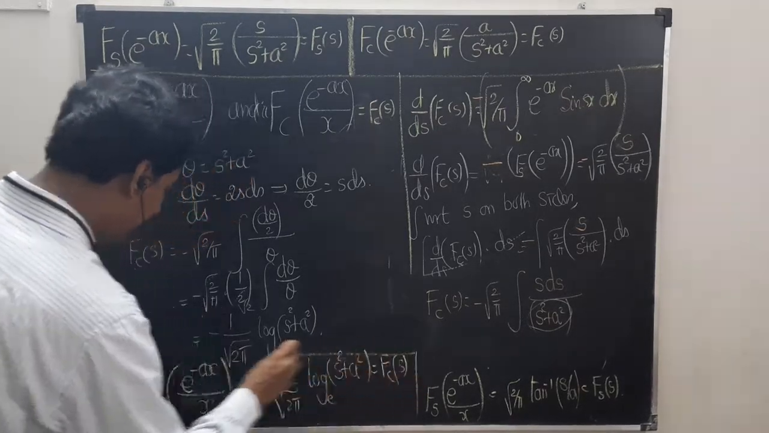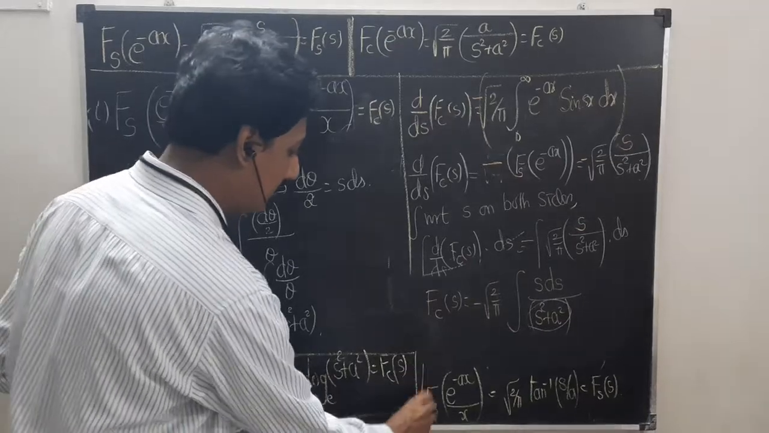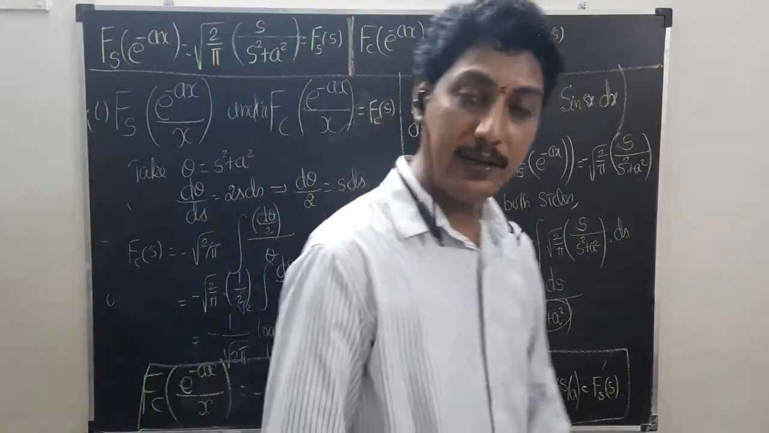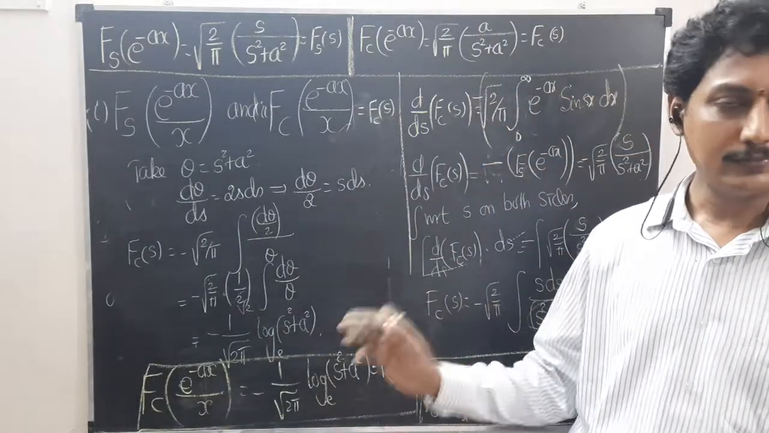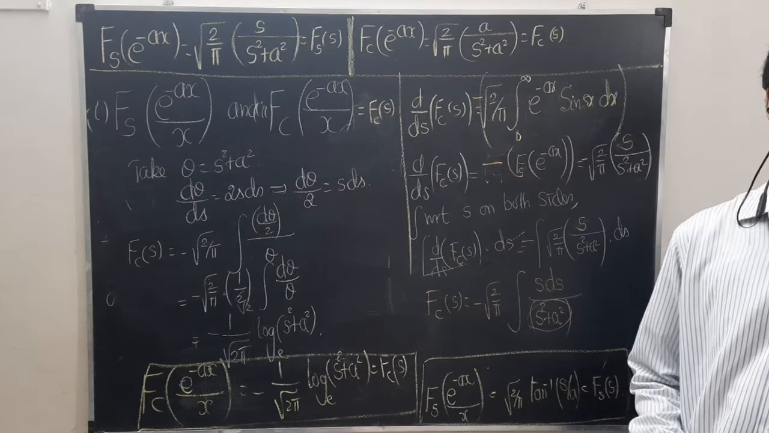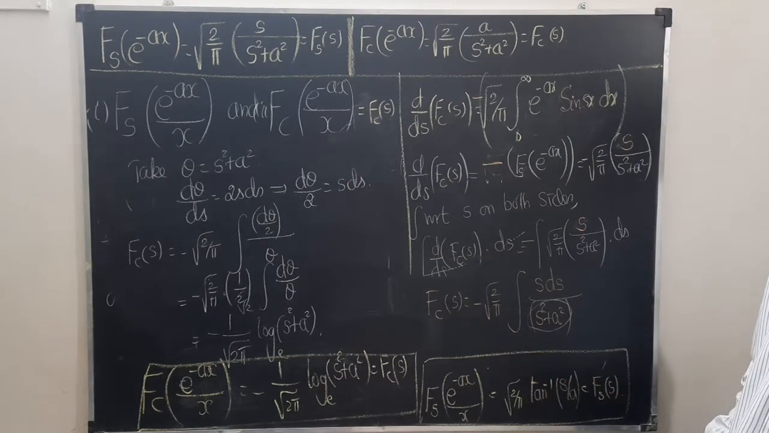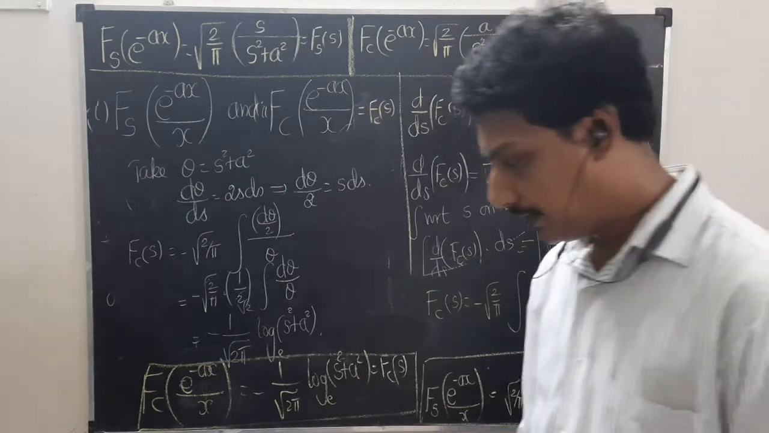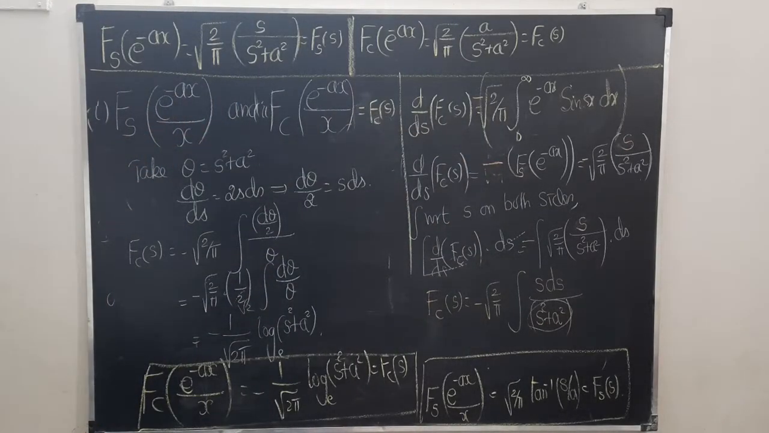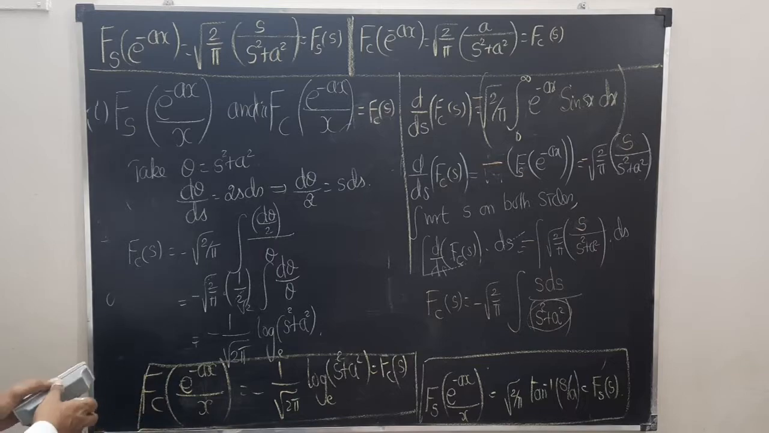For the sine transform of e to the power minus ax by x, it is root 2 by pi tan inverse of s by a. But for the cosine transform, it comes out as minus 1 by root 2 pi ln, the logarithm of s squared plus a squared. Now let us extend the same idea to some other functions.